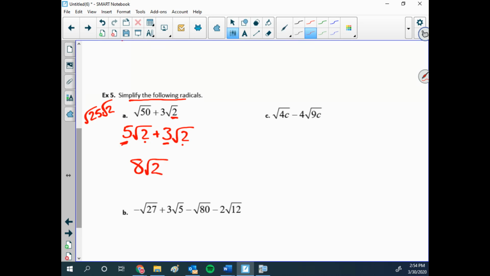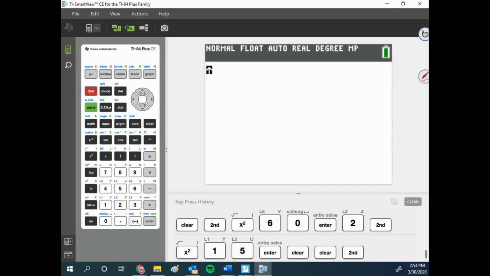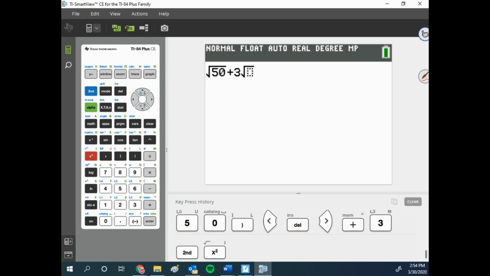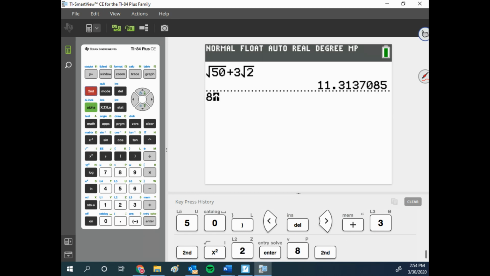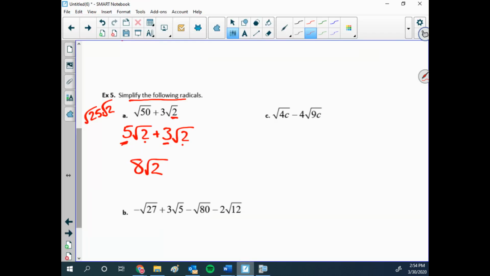And that's a pretty easy one to verify on my calculator if I put both of those in. So I'll just show you. Square root of 50. Oops, delete. Got to make sure you move outside. If you have an older calculator and you're trying to verify, you have to use a whole bunch of brackets. 3 times the square root of 2. So that's 11.3. And my final answer there was 8 root 2. So I get the same irrational number, which means that I have simplified correctly.